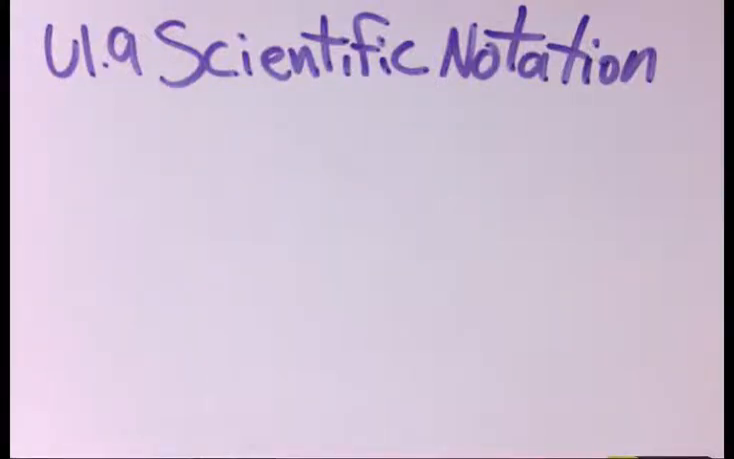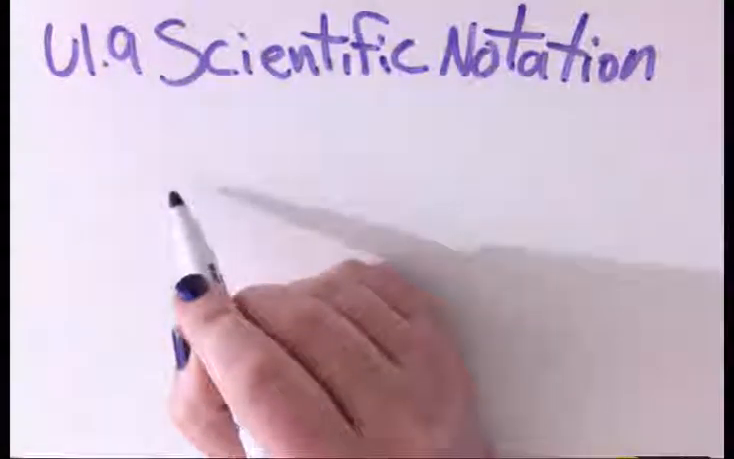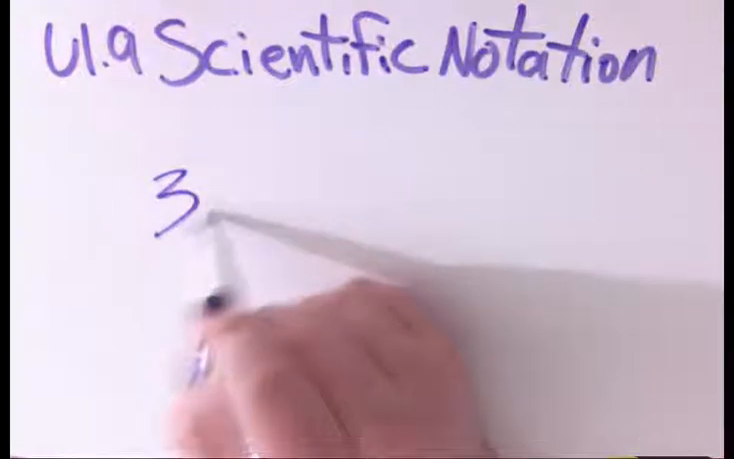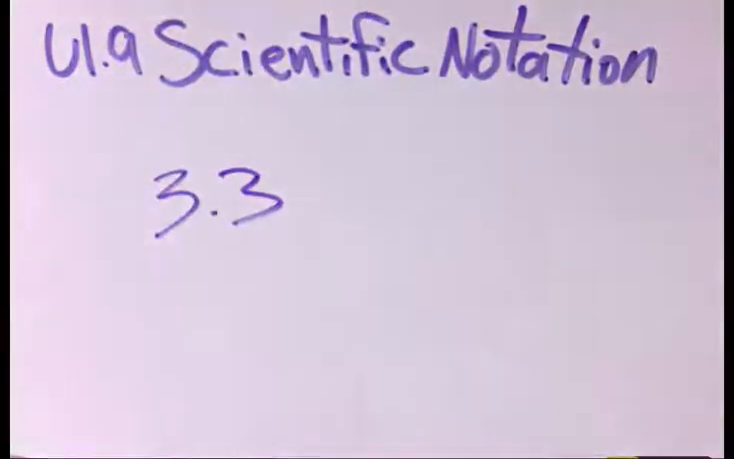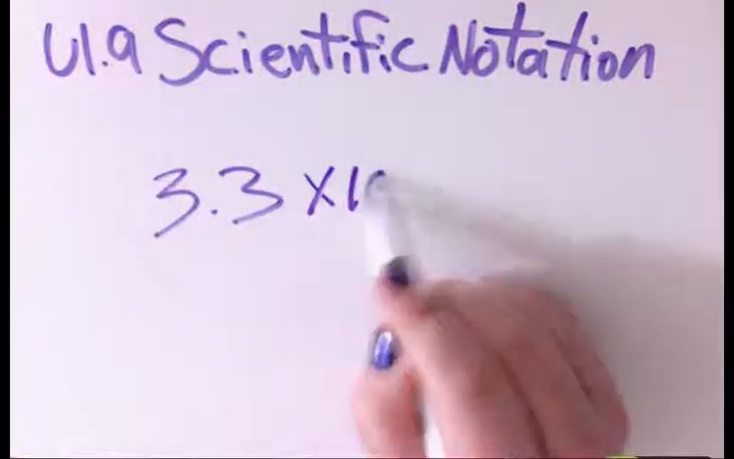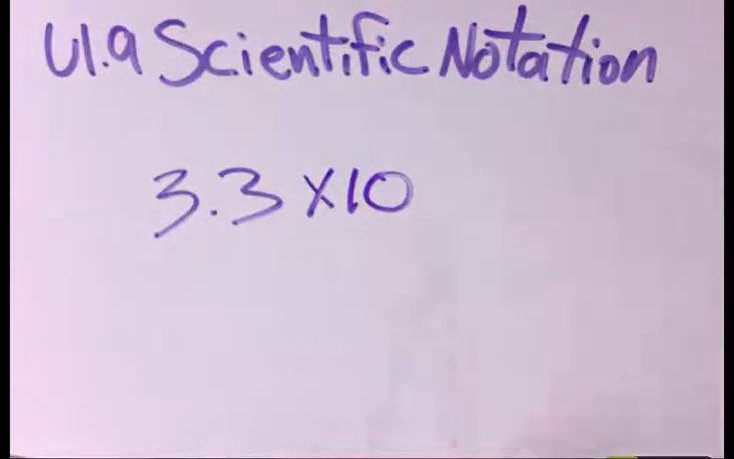Okay, so we're going to go over Unit 1, Lesson 9, Scientific Notation. So the key part of scientific notation is that you're always going to have two parts. You're going to have your starting part, and you're always going to have times 10 to some exponent.